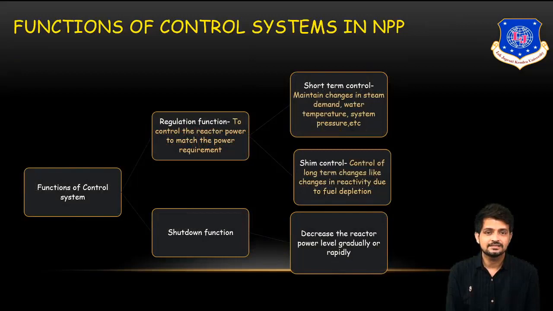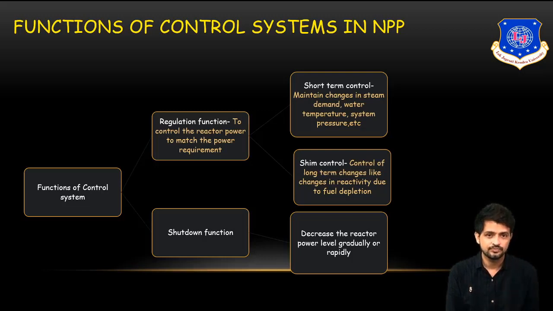Fine. See, next is which are the functions of the control systems in a nuclear power plant. If we talk about the functions, there are basically two types of functions: regulation function and shutdown function. Regulation function is when the nuclear power plant is running regularly without any problems. Okay, so we have to control the reactor power to match the power requirement. See, each and every time the power requirement is not the same, we have to adjust the reactor power, that is known as regulation, right?